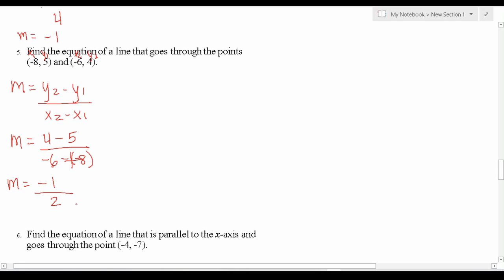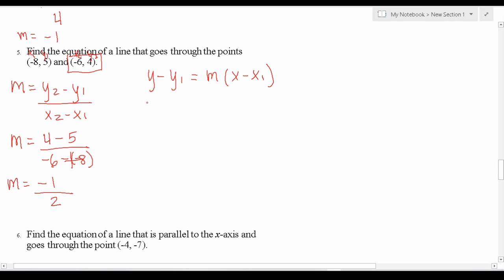So if you recall, the next step in the process is to plug in one of these ordered pairs as well as the slope in the point slope equation, which looks like this. Y minus y1 equals m times x minus x1, and solve for y, that is to get y by itself. It doesn't matter what ordered pair you plug in. I'm going to use this one since the numbers are smaller.